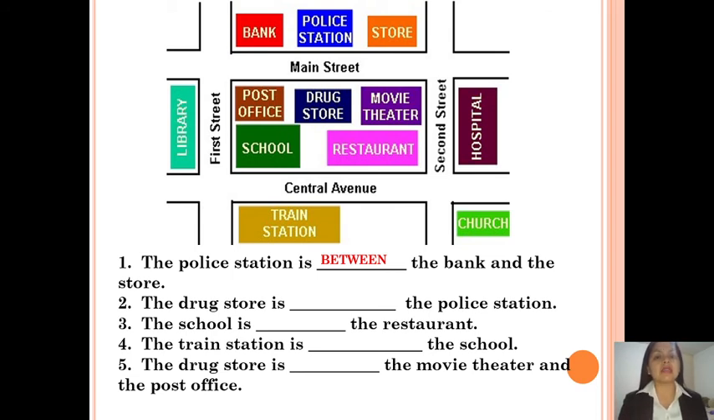Another example, right? The drugstore is the police station. Where is the drugstore? It's here. And what is the other place? It is the police station. Drugstore and police station. What do you think is the correct preposition? Maybe it could be in front of or across from, right? What do you think is the right one? Let's check. Across from. Remember that we use across from when there is something in the middle, right? The drugstore is across from the police station.